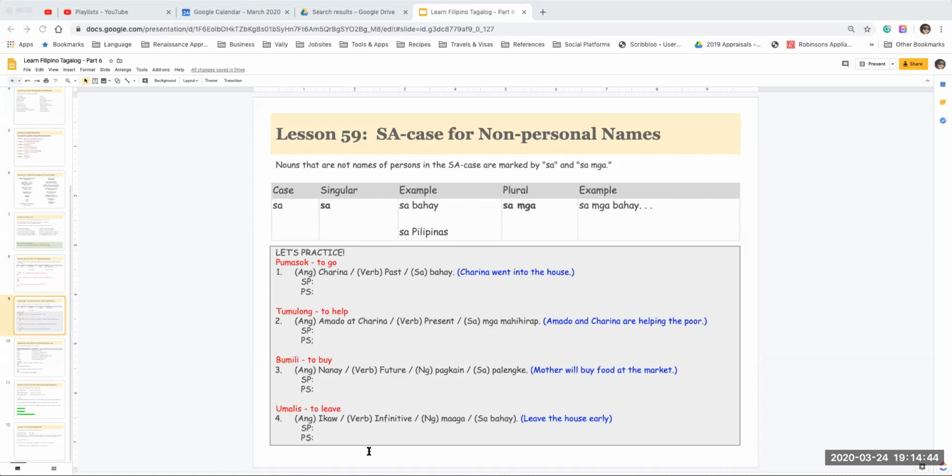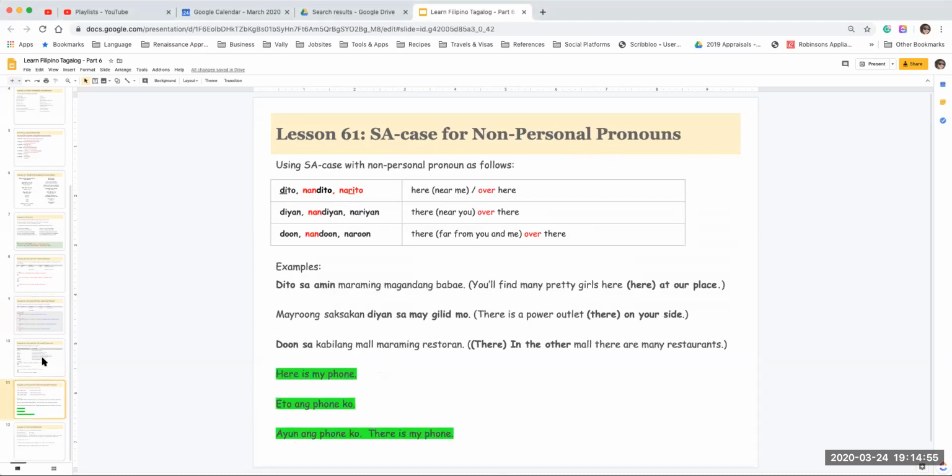I put it on Skype now. Next. Did we do this? Yes, we did. Now here is the non-personal pronoun. So sa case, like we said, sa case is a place.